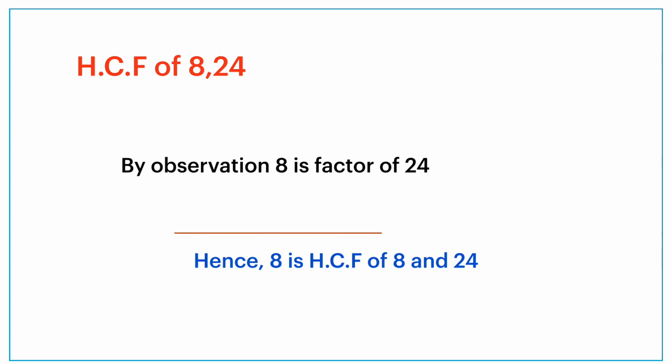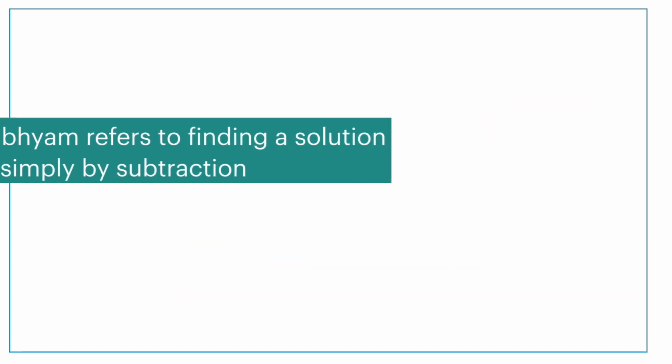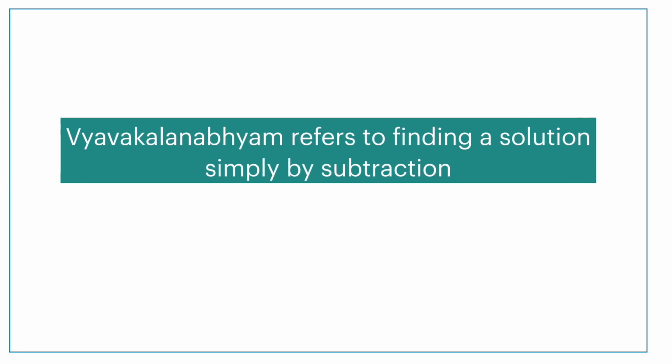Let's take another example. What is the HCF of 8 and 24? By observation, 8 is a factor of 24. Hence, 8 is the HCF of 8 and 24. Vyavakalanam refers to finding the solution simply by subtraction. Now, I will explain how to find the HCF of numbers using the sutra Vyavakalanam.